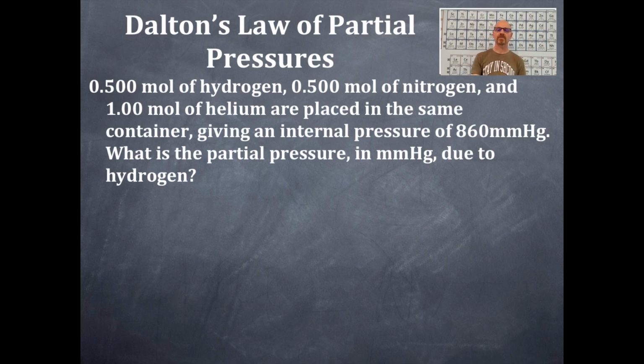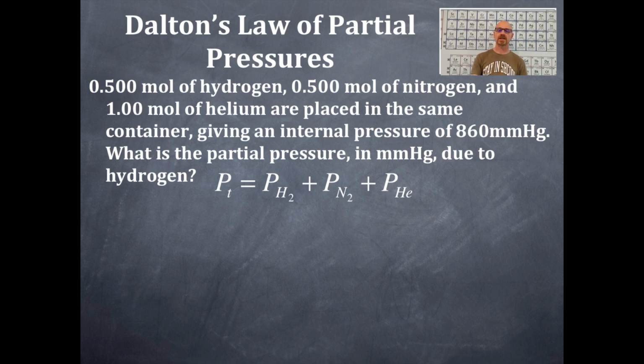So if you have 0.5 moles of hydrogen, 0.5 moles of nitrogen, and 1 mole of helium, they're all placed in the same container, giving an internal pressure of 860 millimeters of mercury. What is the partial pressure in millimeters due to the hydrogen gas alone? So the total pressure, that's PT, is equal to the sum of all the individual pressures. So PT is equal to PH2 plus PN2 plus PHe. Notice that the hydrogen and the nitrogen are both diatomic gases and the helium is a monatomic gas.